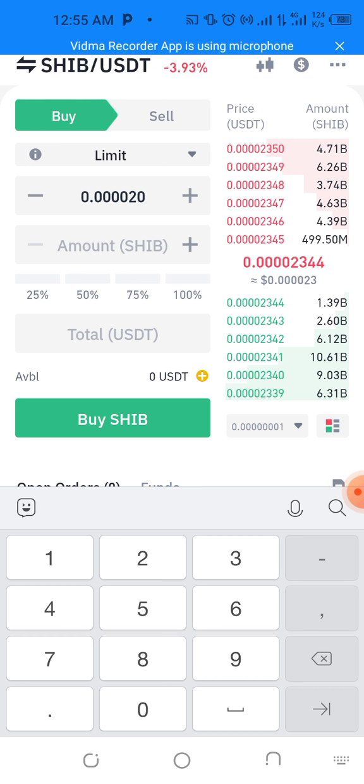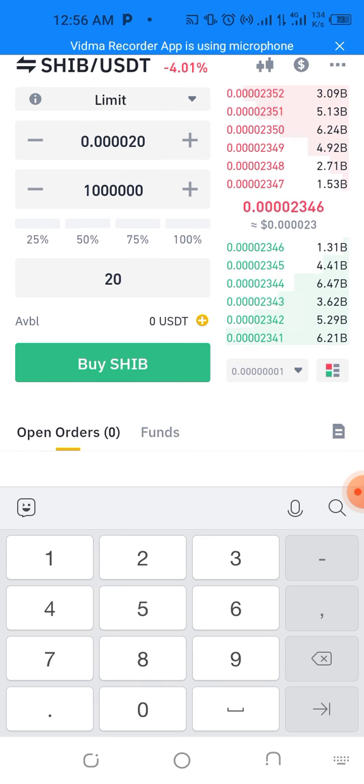Then you put the amount of USDT you want to use to buy this coin, usually from 10 USDT and above. So let's say you want to use 20 USDT. So 20 USDT will give you over 1 million Shiba Inus. You see, 20 USDT will give you 1 million Shiba Inu. So you click buy.